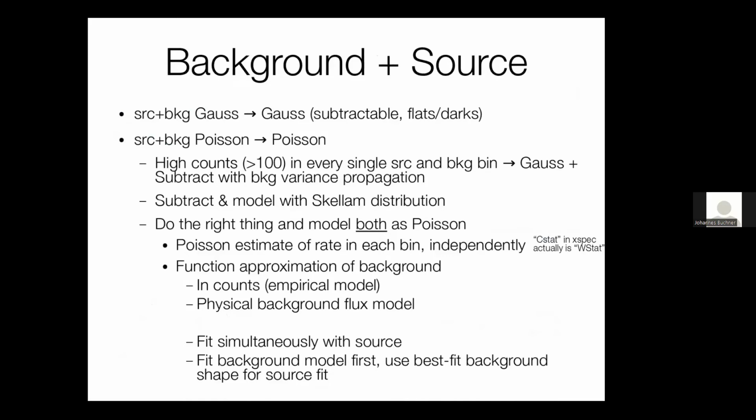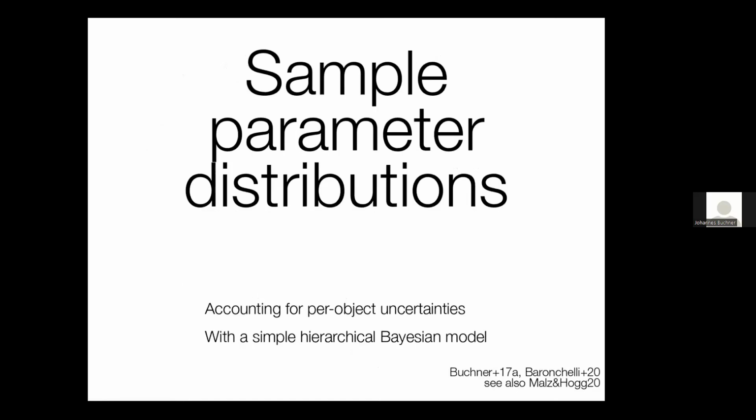So this is basically what I just said. What I would recommend is, ideally, you want to model both background and source with Poisson statistics, either with a function approximation or with some physical model. And you want to fit either simultaneously or fit the background model first and then use that to fit the source. Okay, first part over.